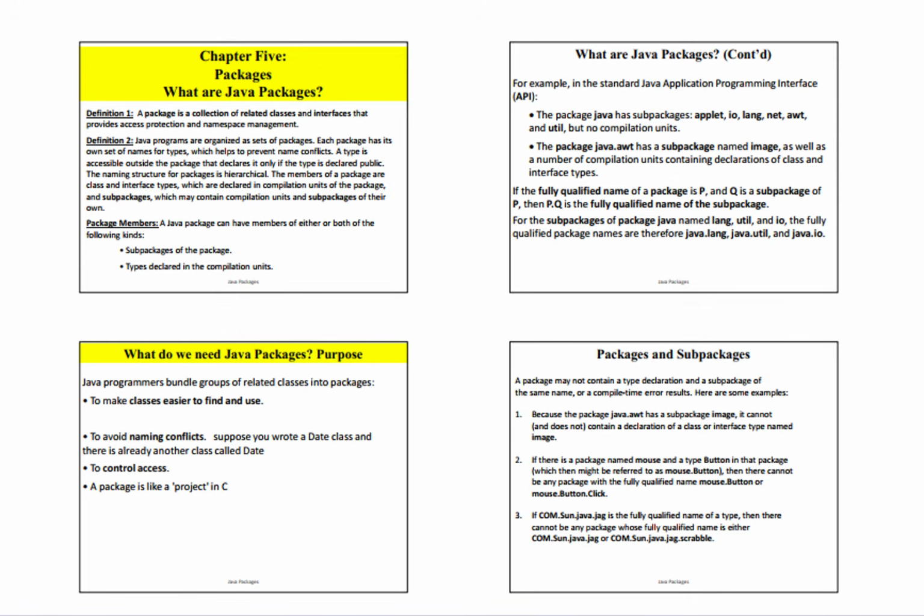A type is accessible outside the package that declares it only if the type is declared public. The naming structure for packages is hierarchical. The members of a package are class and interface types, which are declared in compilation units of the package, and subpackages, which may contain compilation units and subpackages of their own. Package members. A Java package can have members of either or both of the following kinds: subpackages of the package, and types declared in the compilation units.